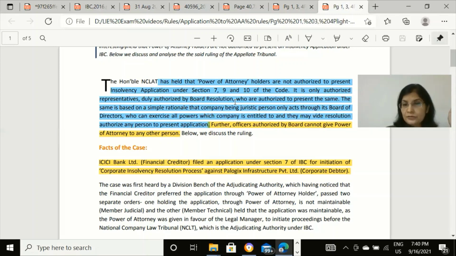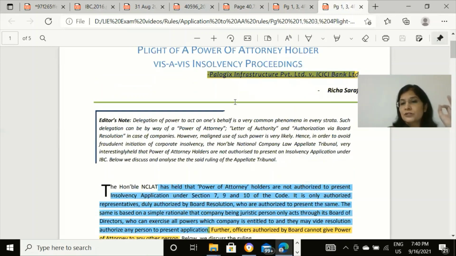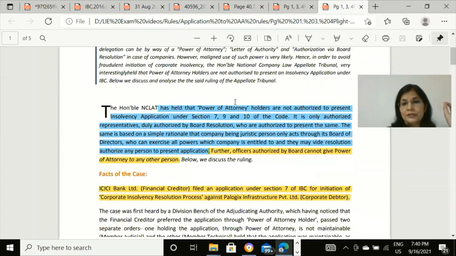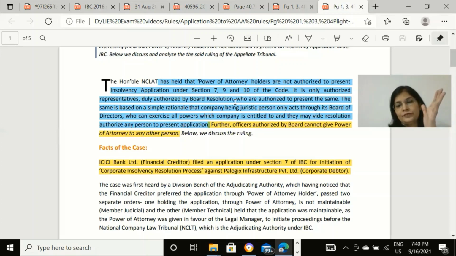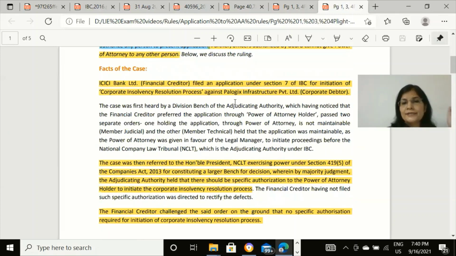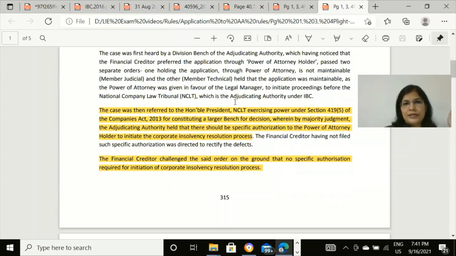I would request you to remember this particular case because this is a new case that has been added. Palogix Infrastructure Private Limited versus ICICI Bank has gone a step ahead in clarifying the meaning of person authorized to act. ICICI Bank Limited filed an application under section 7 of the IBC for initiation of CIRP against Palogix Infrastructure Private Limited, that is the corporate debtor. The case was referred to the Honorable President NCLT.